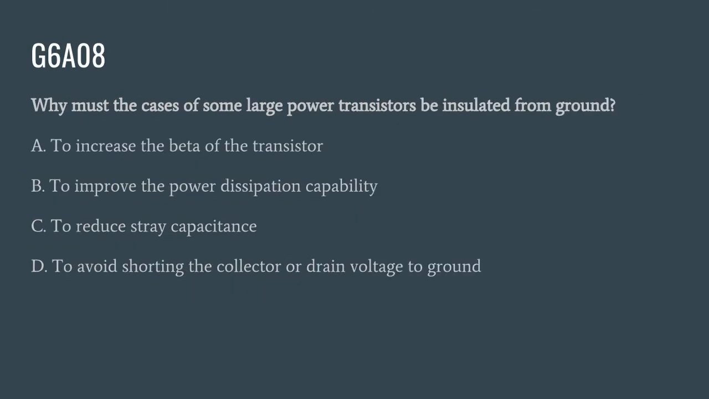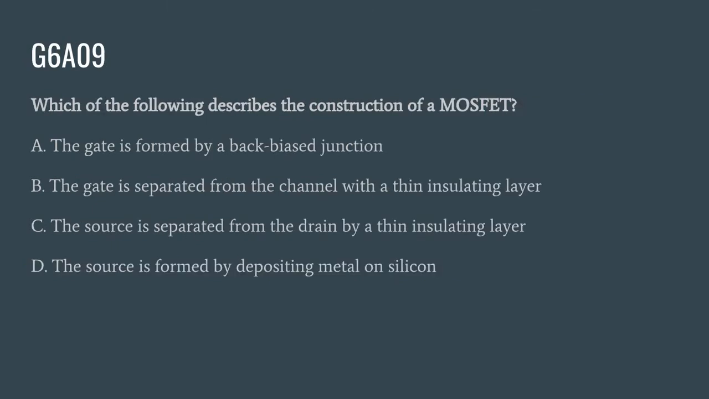G6A08, why must the cases of some large power transistors be insulated from ground? A, to increase the beta of the transistor. B, to improve the power dissipation capability. C, to reduce stray capacitance. Or D, to avoid shorting the collector or drain voltage to ground? Correct answer is D, to avoid shorting the collector or drain voltage to ground.